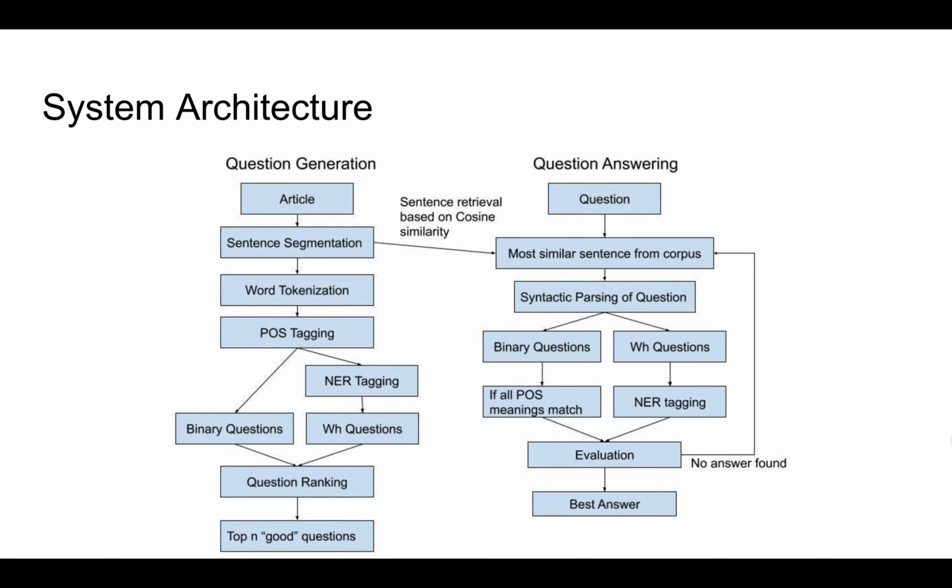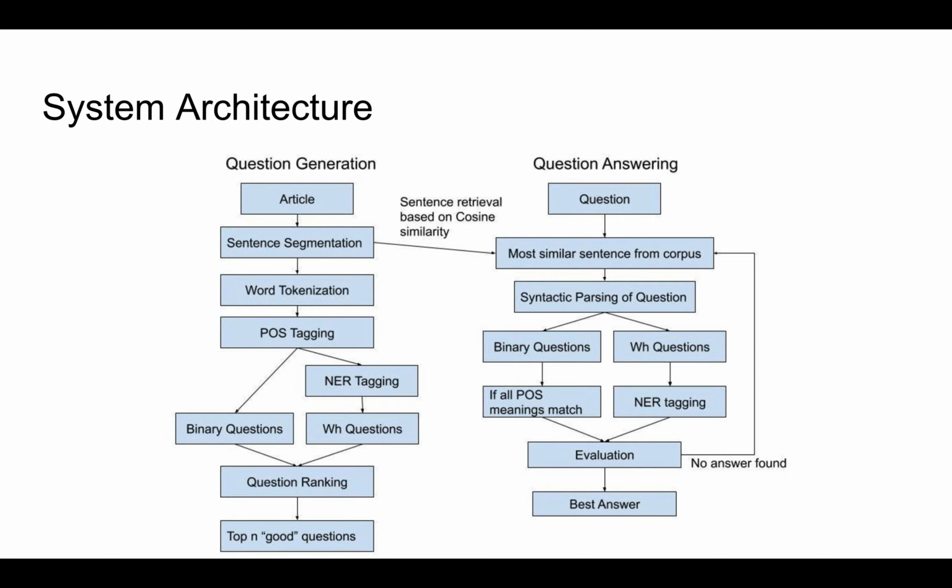Then we feed in all the questions to our question ranking system and output only the top n good questions. On the right-hand side is our question answering system, which takes in a Wikipedia article as well as a list of questions. We start with sentence segmentation on the article and retrieve the best match sentence within the article compared to the question.